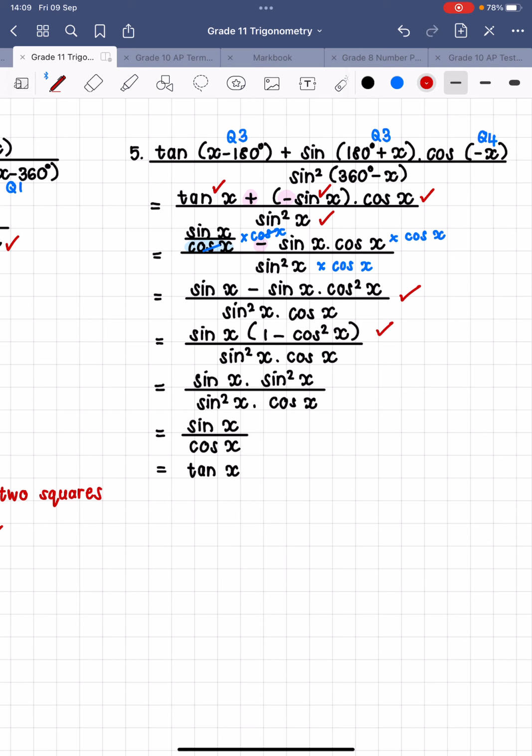I took sine x out as a common factor, and now we know that 1 minus cos squared x is sine squared x, so that was the next thing that I did. There we go. Then I could cancel out the sine squared x at the top with the sine squared x at the bottom. I was left with sine x over cos x only, and that will give me tan x as my final answer.